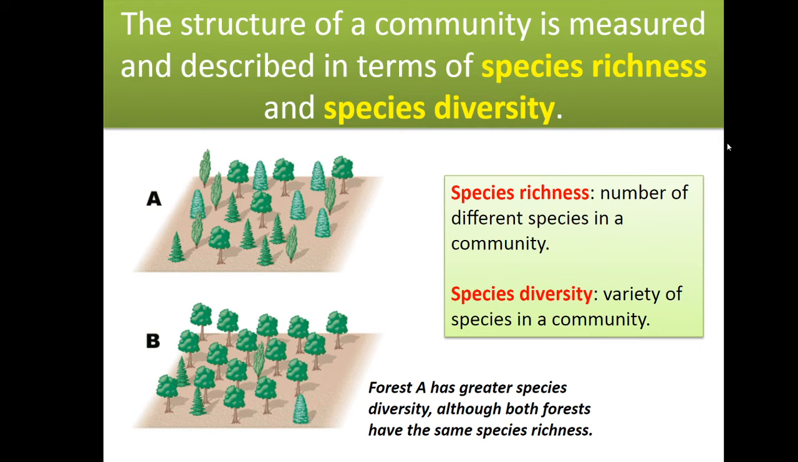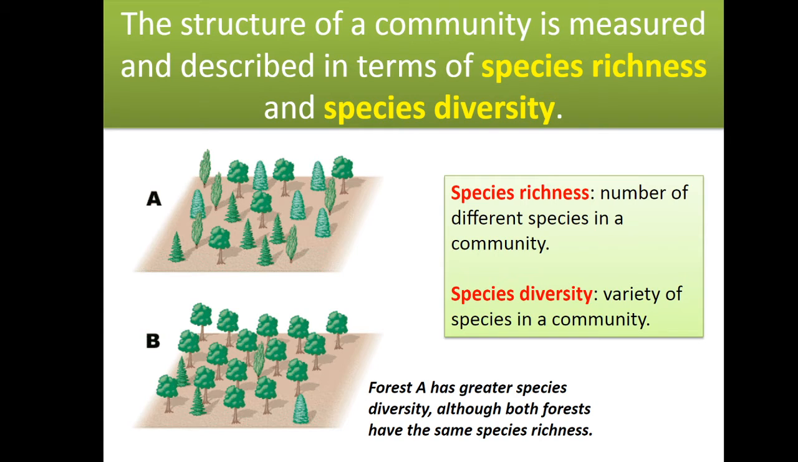But at the AP level, you're expected to be able to tell the difference between species richness and species diversity when we take a look at a community. So, species richness is going to be the number of different species in a community. Just the flat number. How many different animals and plants live here? 13. Great. That's your species richness. We have 13 different biotics in this one region.